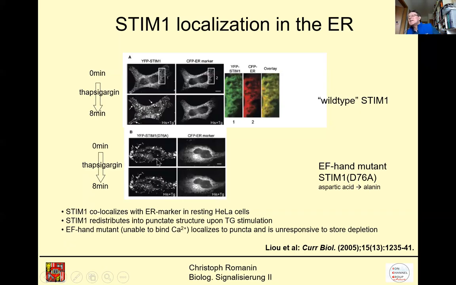So that at least is in line with the EF hand being the prominent domain within STIM that senses the calcium concentration. And by dissociation of calcium from the EF hand, you can see this redistribution, in which these clusters or punctae-like structures of STIM1 are formed.